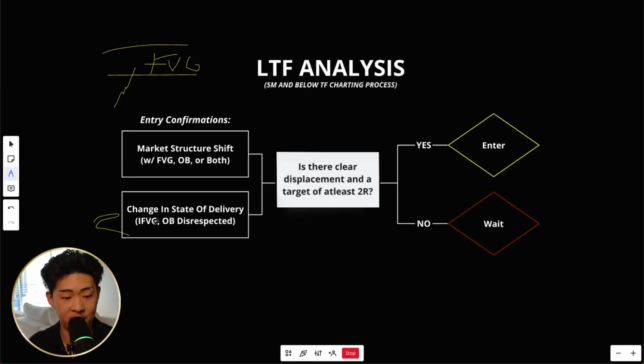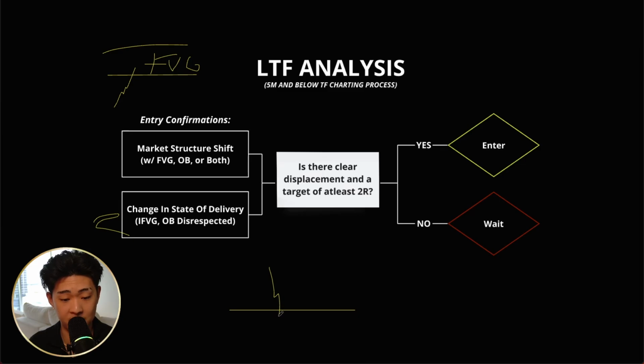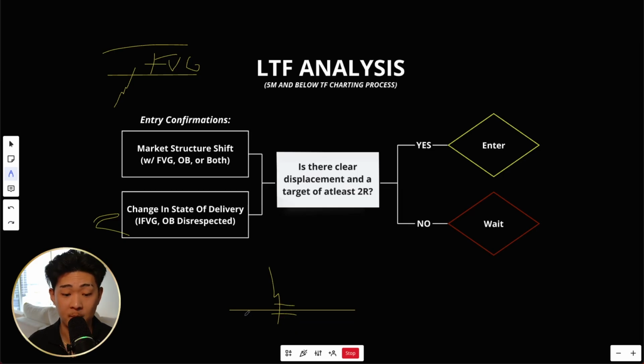Number two, change in the state of delivery. This is an IFVG or order block getting disrespected. I only use the IFVG. So what are we looking for in this case? Well, we see price come down into this level. Maybe it leaves a swing high or something, and then it leaves a bearish fair value gap. So you might look at that initially and be like, oh, I'm going to go ahead and get in there and sell. But we swept a liquidity level on the 15-minute or above time frame.